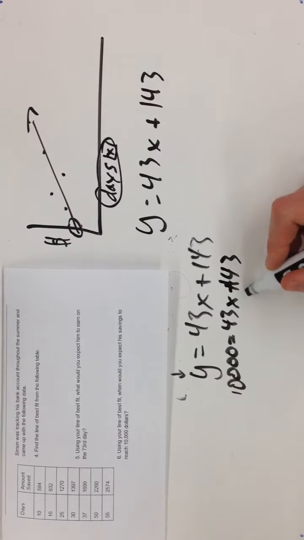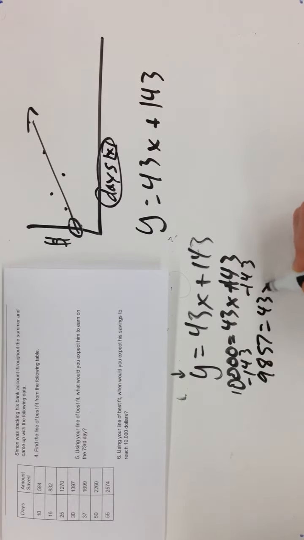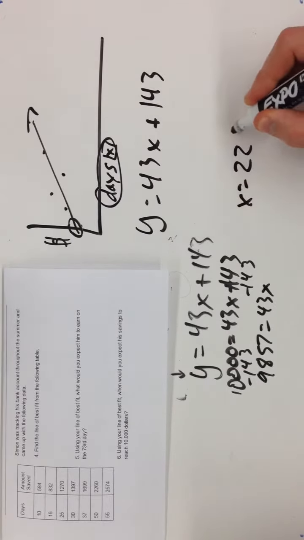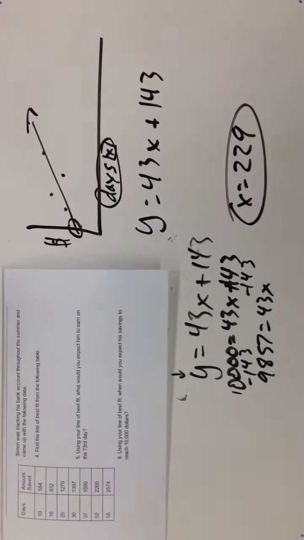So now I want to solve this like a two-step equation. Subtract 143 from both sides. That equals 43x. Divide both sides by 43. And I get that it'll take him 229 days to earn that if he saves at that rate.